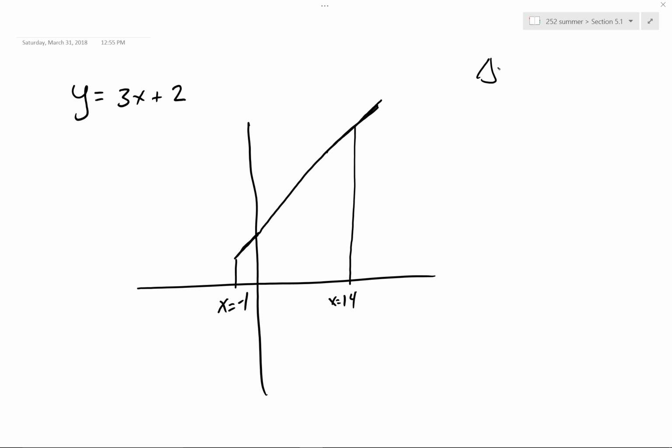And so our delta x would be equal to 14 minus negative 1. That's a distance of 15 divided by how many boxes does a person want to use. I want to use 10 this time because I feel like it. So our delta x would be equal to 1.5. Is that true? Cool.